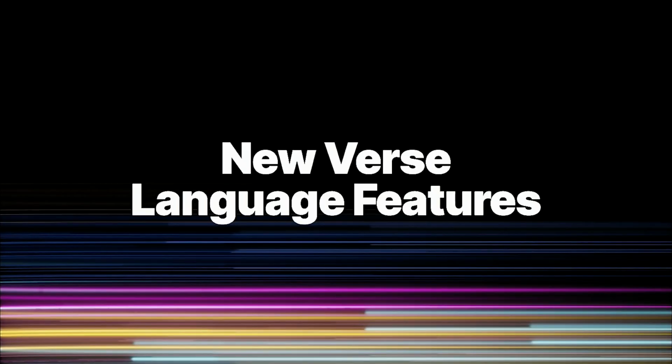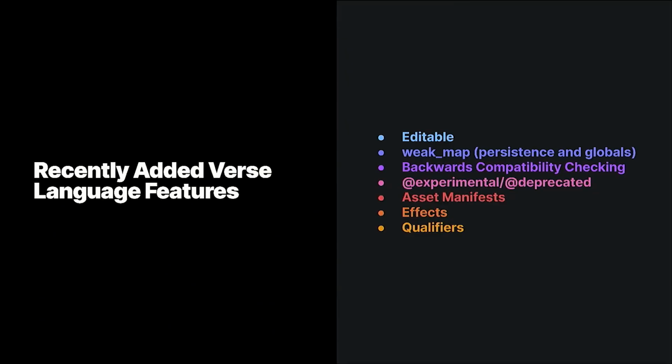So now let me go into some of the new language features we shipped in the last year. A super exciting feature is the editable attribute, which allows you to mark up properties in your code more easily for the editor to be able to edit them. A major feature that we added is persistence, and I'll tell you more about how persistence works. Then I'll go into backwards compatibility checking, which is closely related to the persistence feature. And then I'll tell you about new attributes that we've added, experimental and deprecated, that enable better language versioning and better API versioning.